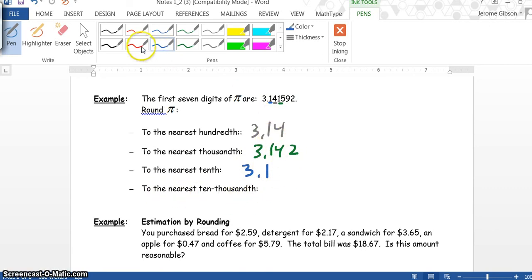Now it says to the nearest 10,000ths. So we'll go here and find the 10,000ths place. The 10,000ths place is actually this 5 here. We look to the right of the 5, it's a 9, so that's 5 or greater, so we add 1 to the 5, and we will have 3.1416, and drop everything behind the 5, which is the 9 too. And we're done with this example.